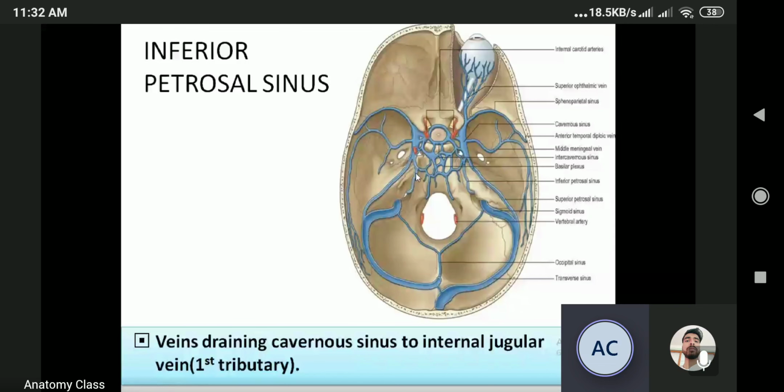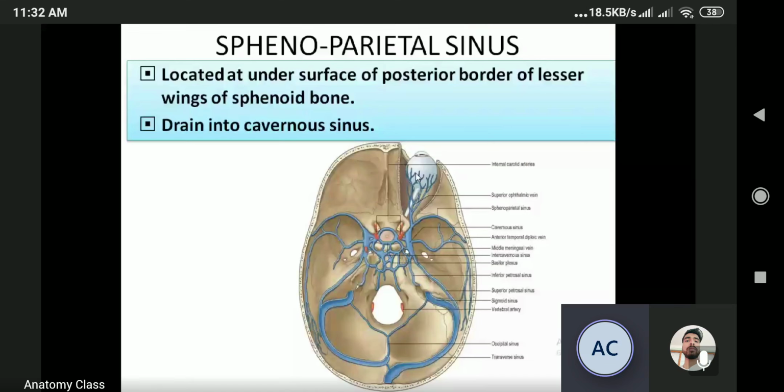Next is the sphenoparietal sinus, which is one of the tributaries of the cavernous sinus, draining the blood from the meninges. The sphenoparietal sinus is located at the undersurface of the posterior border of the lesser wing of the sphenoid bone. The sphenoid bone forms the larger part of the middle cranial fossa. The large part is the greater wing, while the small part is the lesser wing. Exactly underneath the lesser wing, the sphenoparietal sinus is present, and it drains into the cavernous sinus. This is about the sphenoparietal sinus.